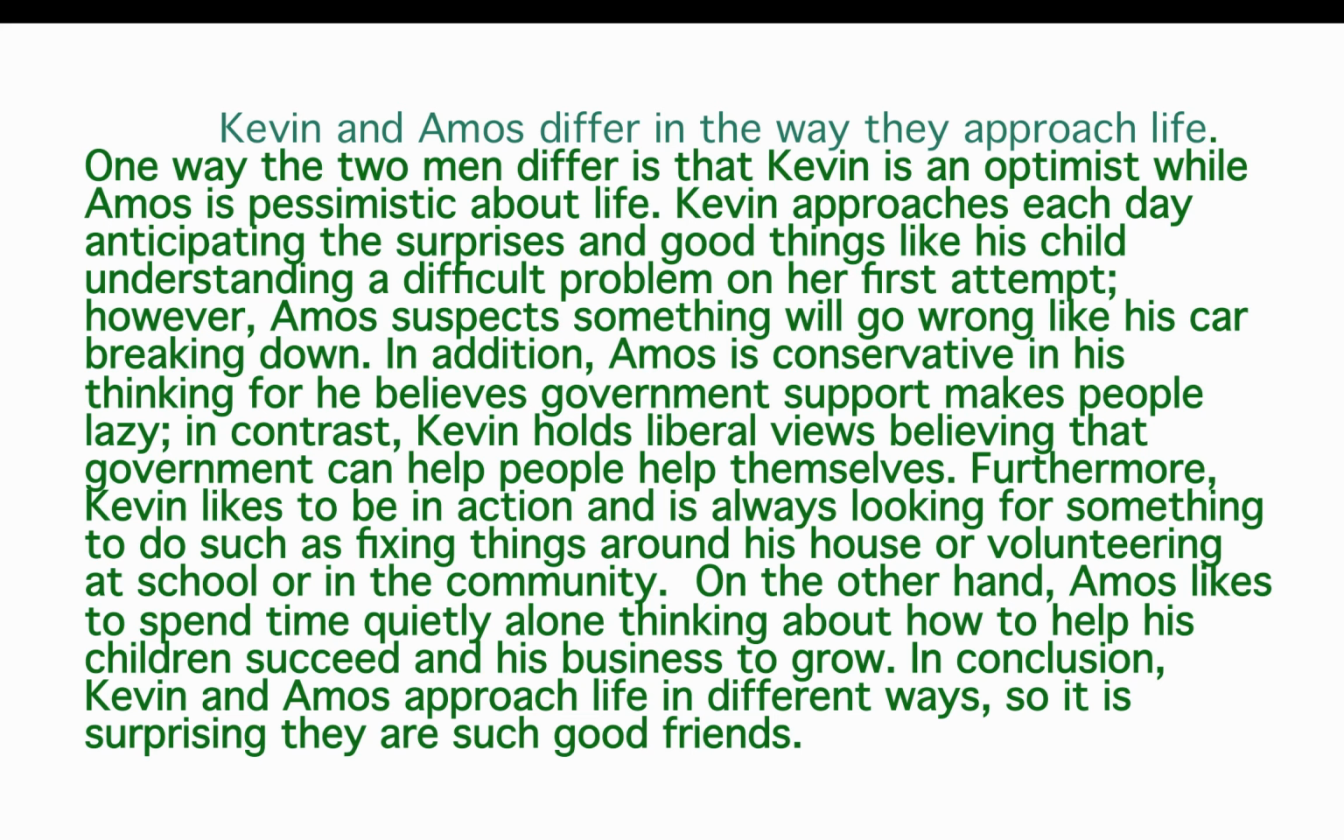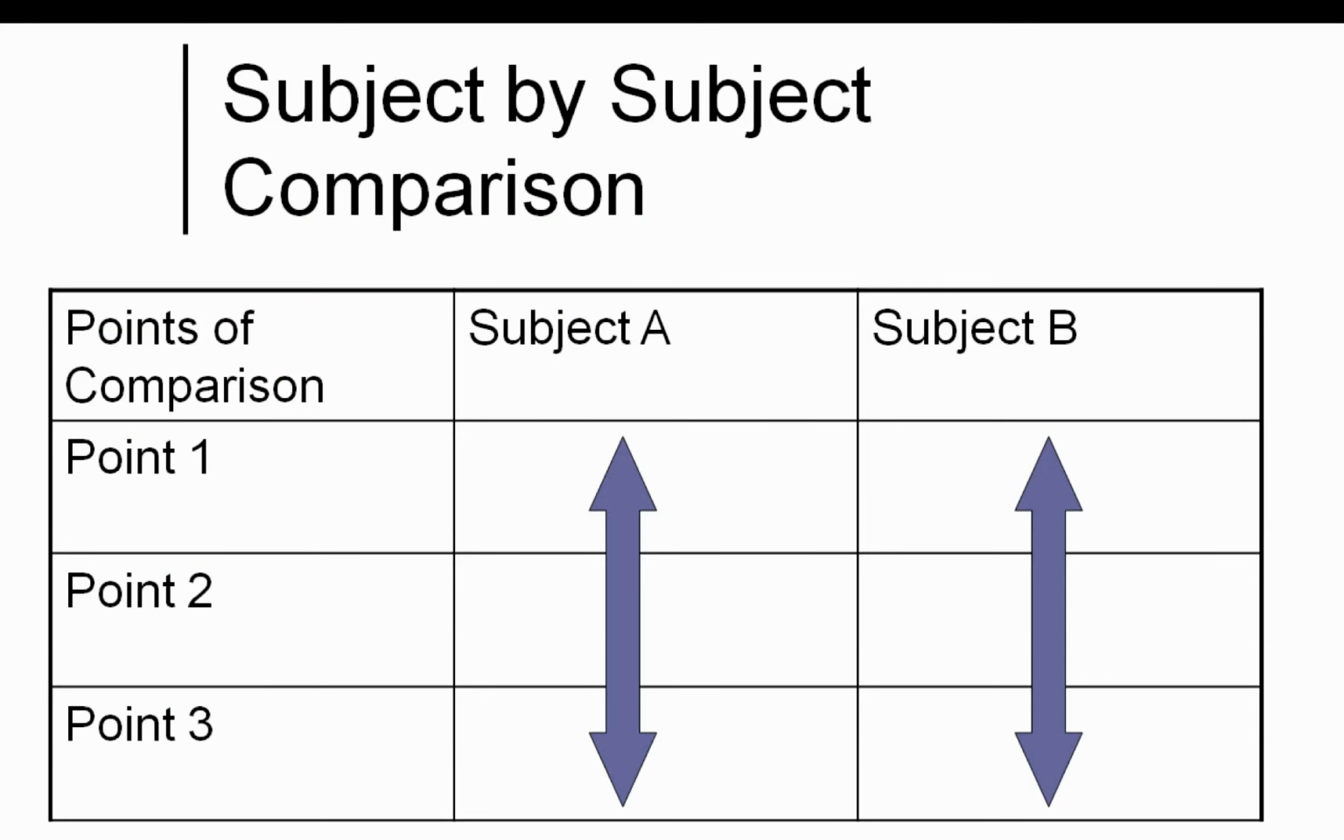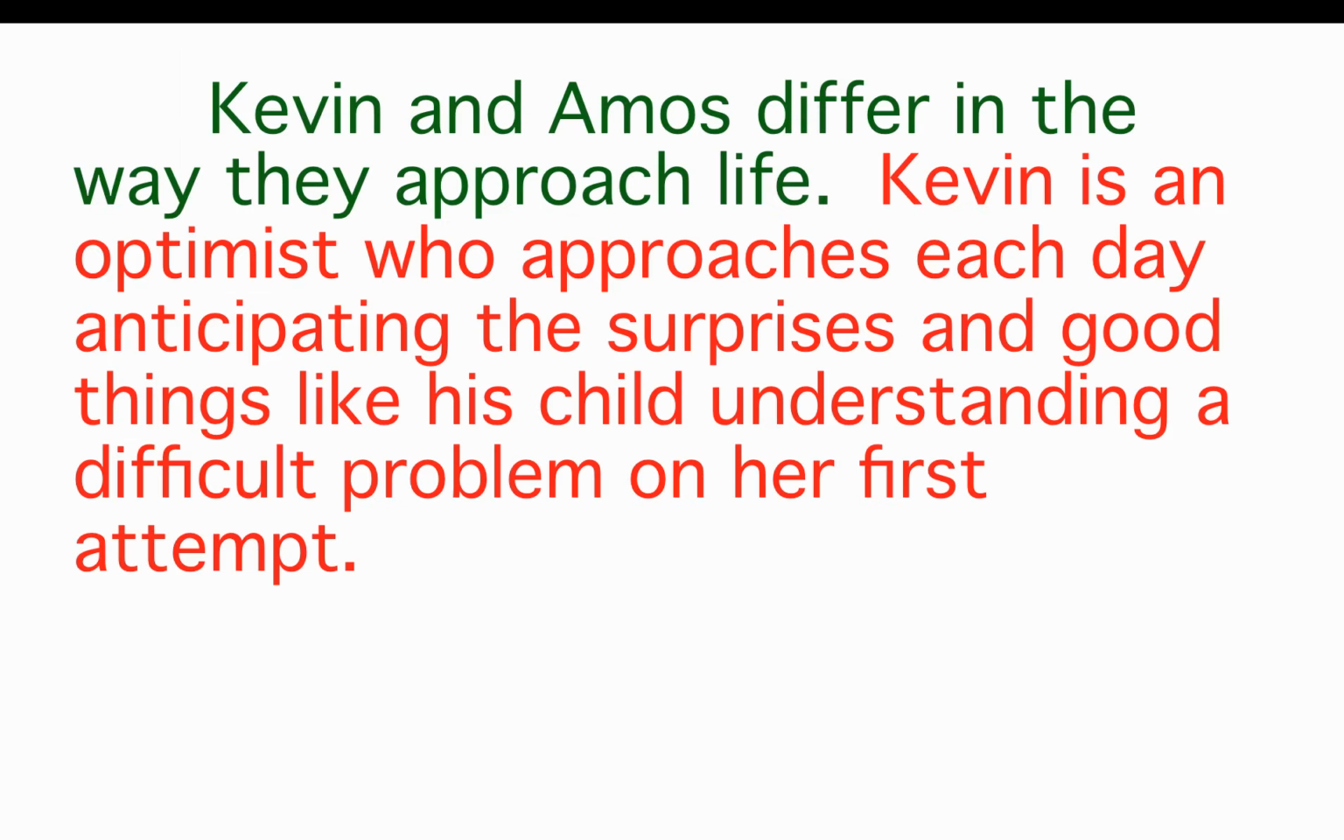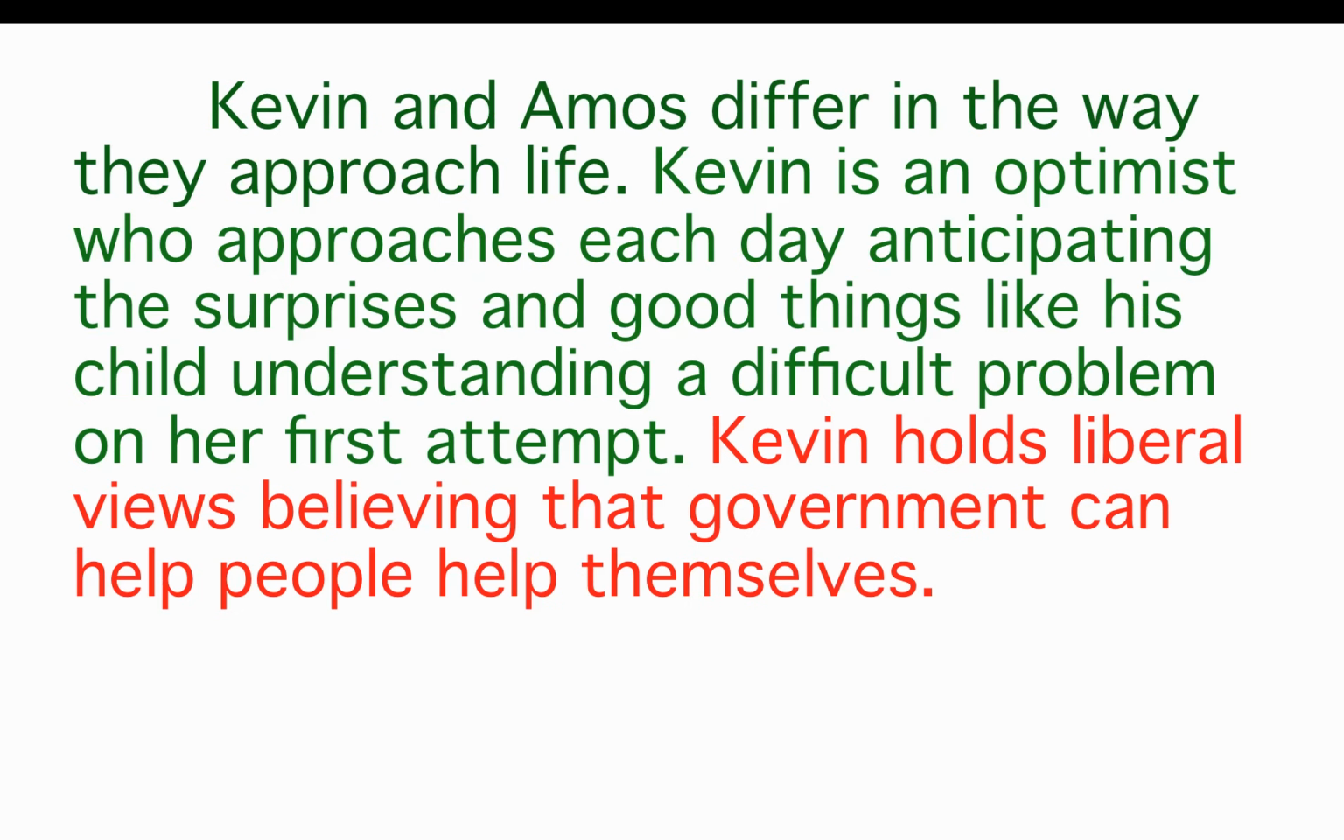Now we can use another structure. So let's look at a subject by subject comparison. In this we will first talk about Kevin, and then we will talk about Amos, and we'll go through the 3 points. So Kevin and Amos differ in the way they approach life. Kevin is an optimist who approaches each day anticipating the surprises and good things, like his child understanding a difficult problem on her first attempt. We add the second support. Kevin holds liberal views, believing that government can help people help themselves.